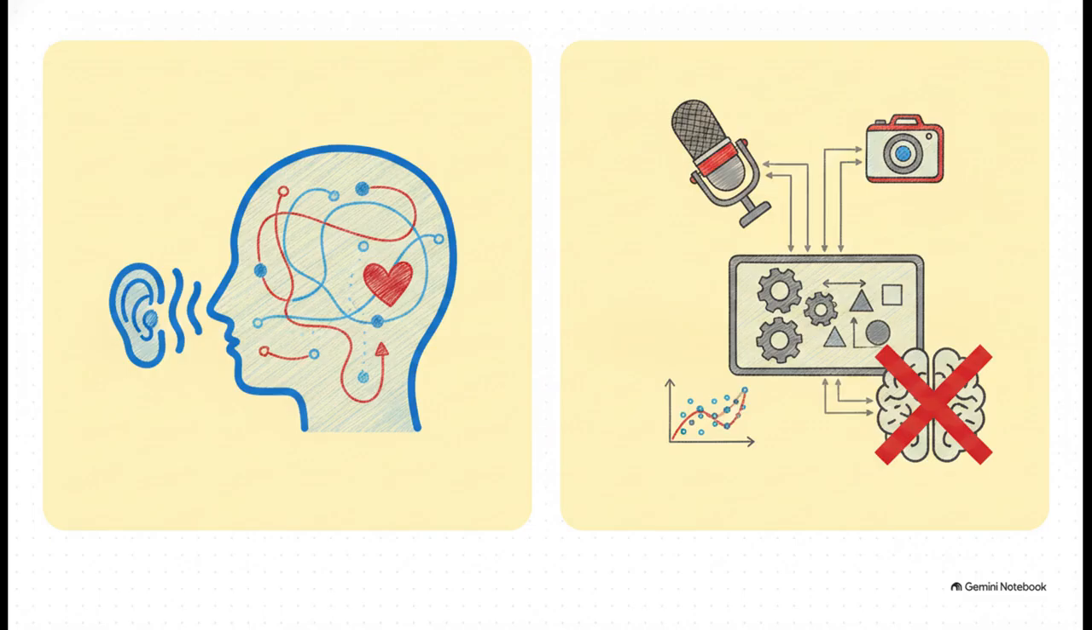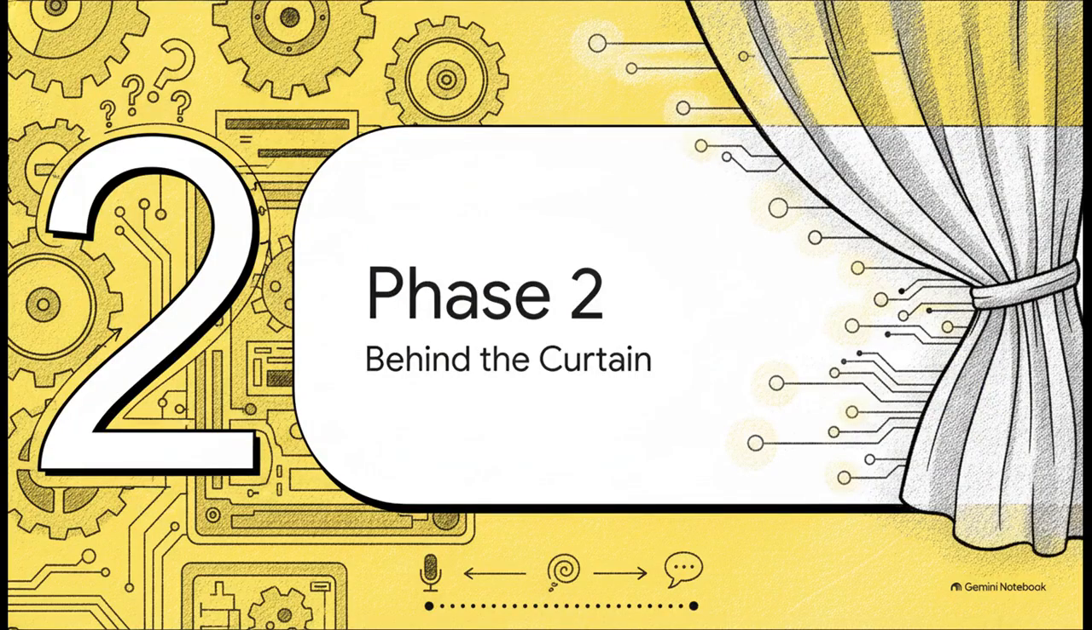But you've got to remember this golden rule. A fluent, grammatically perfect, and totally contextually appropriate response from an AI is never, ever proof of comprehension. It is simply proof of incredibly complex math. And that brings us right into Phase 2, behind the curtain.